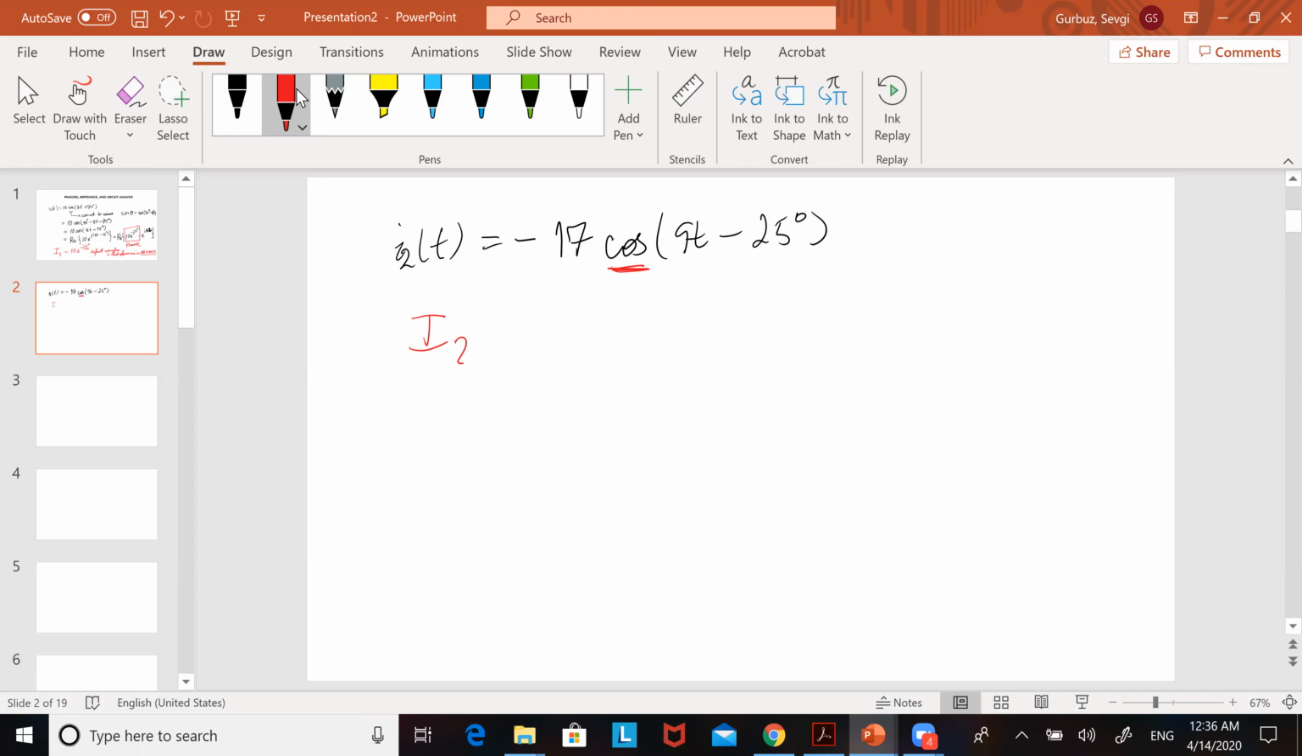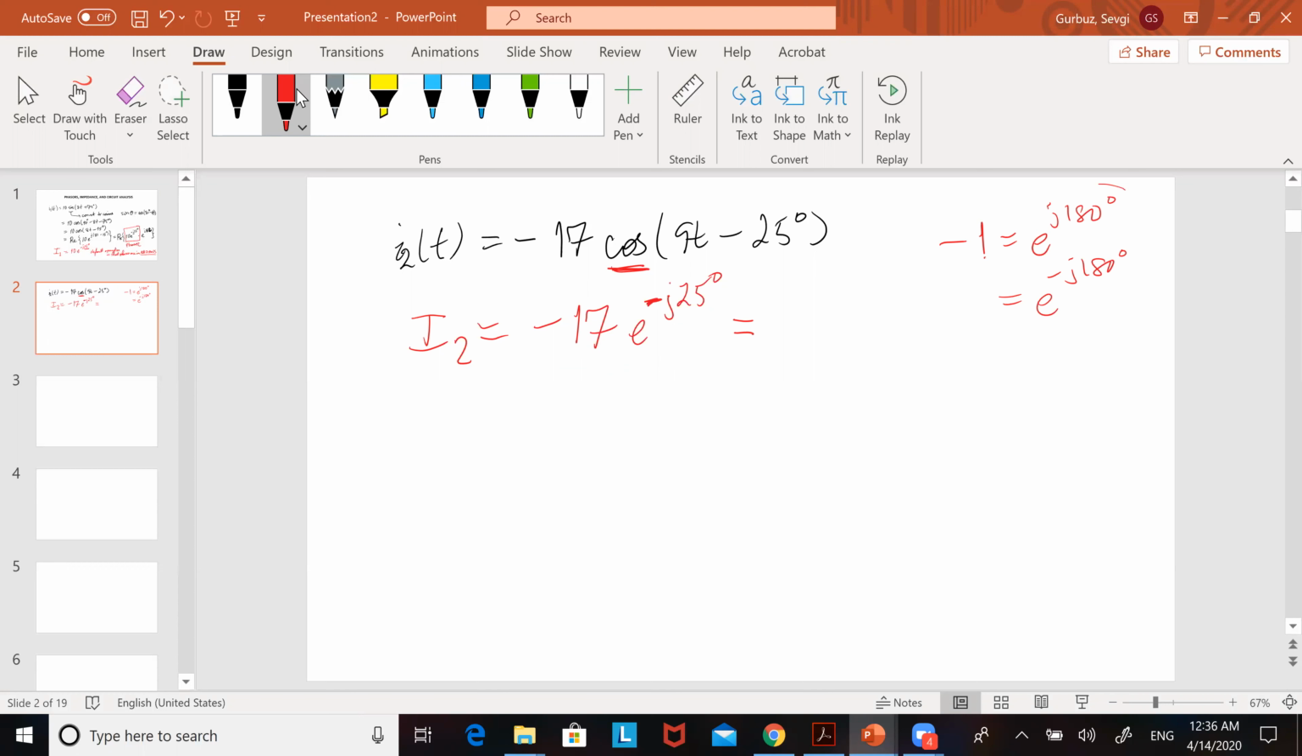So I2 is going to be minus 17 times e to the minus j 25 degrees. So all we did was pick out what the amplitude and phase term was and combine them. If we want, we can combine the negative sign into the phase term by remembering that minus 1 is equal to e to the j 180 degrees, or if you like, e to the minus j 180 degrees. It's fine to consider either way.